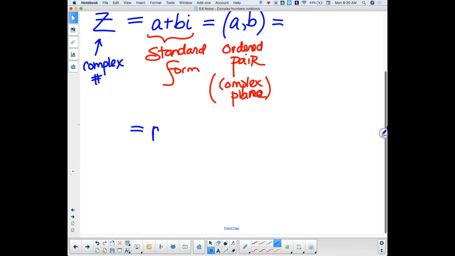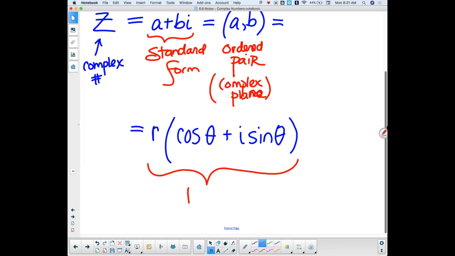Come on. Which is also equal to r times the cosine of theta plus i times the sine of theta, which that is then the trig form of our complex number.